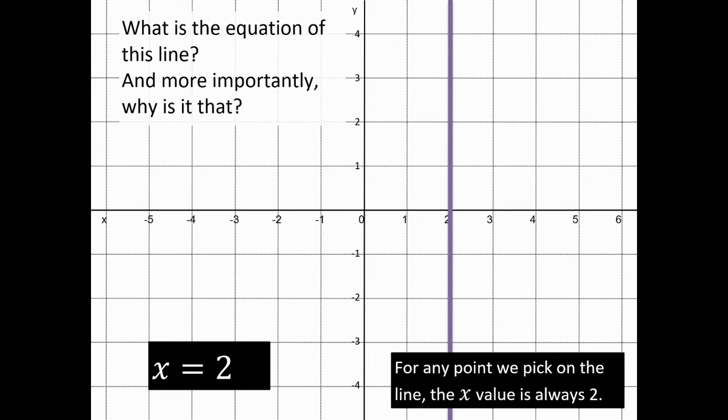It is because for any point on this line here, the x value or the x coordinate would always be 2. Okay, so that's why this particular line is called x is equal to 2, because the x value on any point on that line always stays the same.